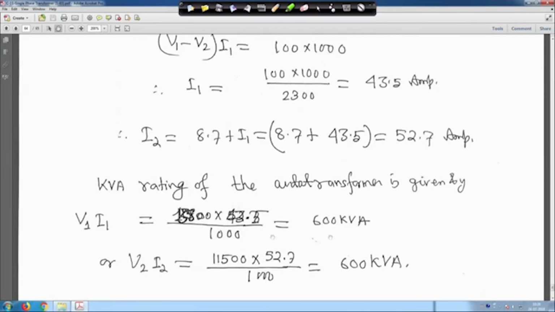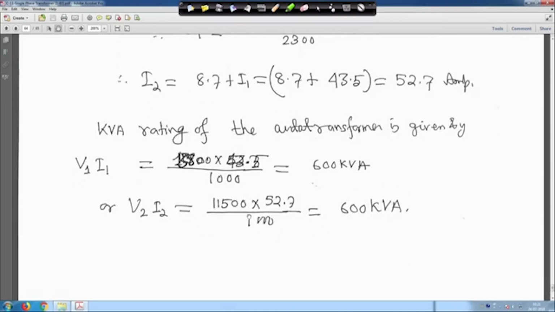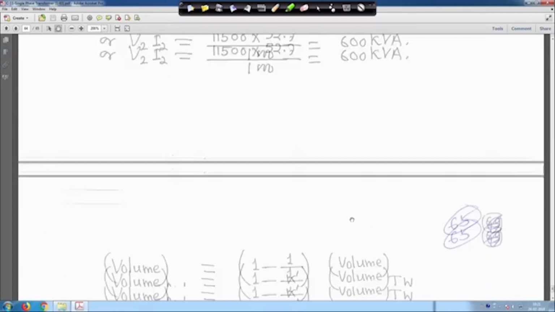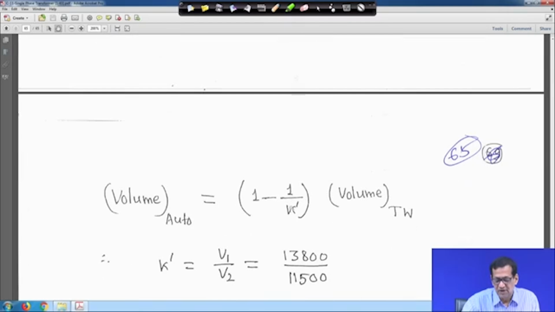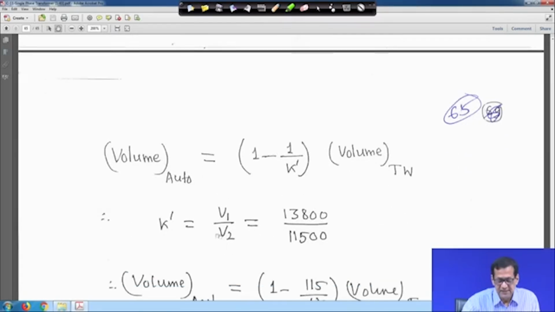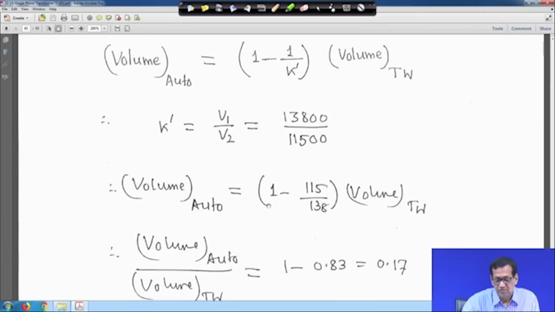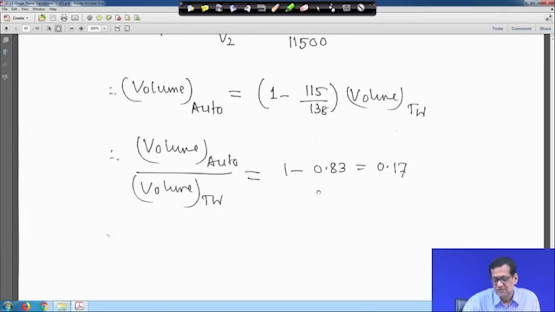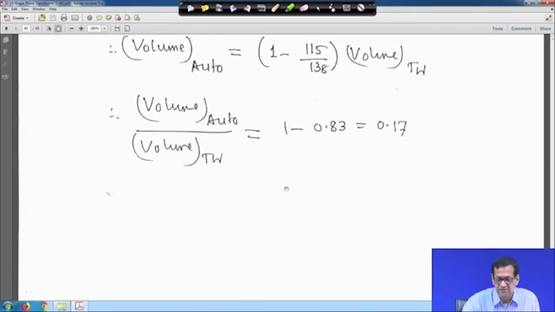kVA rating of the auto transformer is given by V1 I1. So, substitute all these values, you will get 600 kVA, right. So, this is 13,800 into 43.5 divided by 1000, you will get 600 kVA. Or V2 I2, if you take 11,500 into 52.7 by 1000, here also you will get 600 kVA, right. Now, similarly, the volume of auto transformer is (1 minus 1 upon K') times the volume of two winding transformer, where K' is equal to V1 upon V2, that is 138 by 115. Therefore, volume of auto transformer will be (1 minus 115 by 138) into volume of two winding transformer, that is 0.17 times, right, that is the answer.